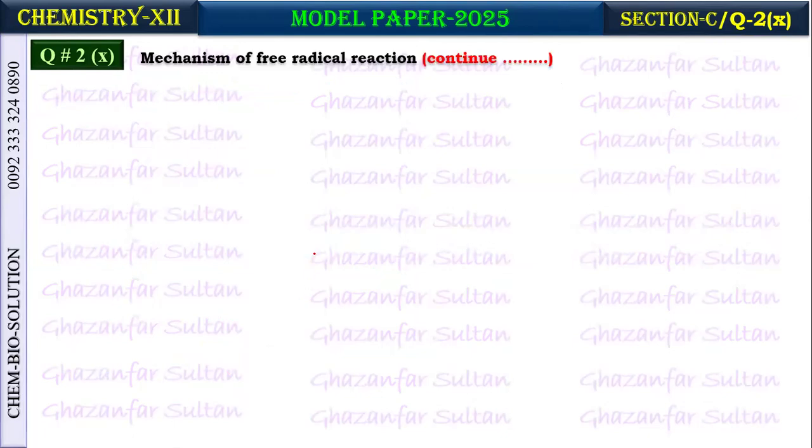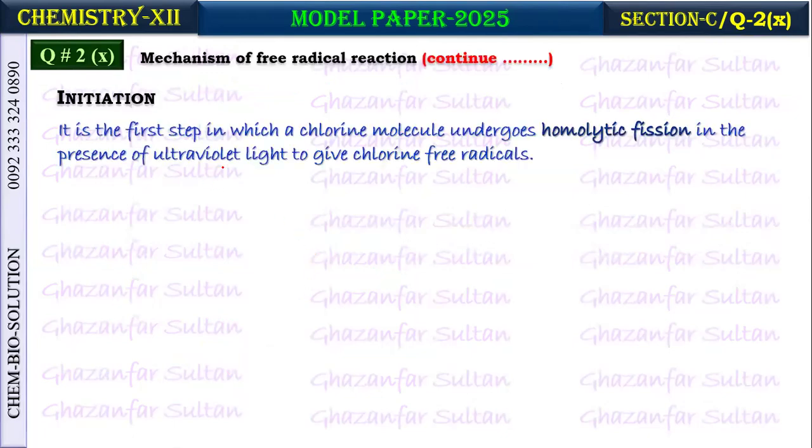So first we will see the initiation. In initiation, we generate free radicals. As we need chlorine free radicals, they are generated from chlorine molecules. And this is called homolytic fission. Why is it homolytic fission? Because when a molecule is there, then there are two electrons.